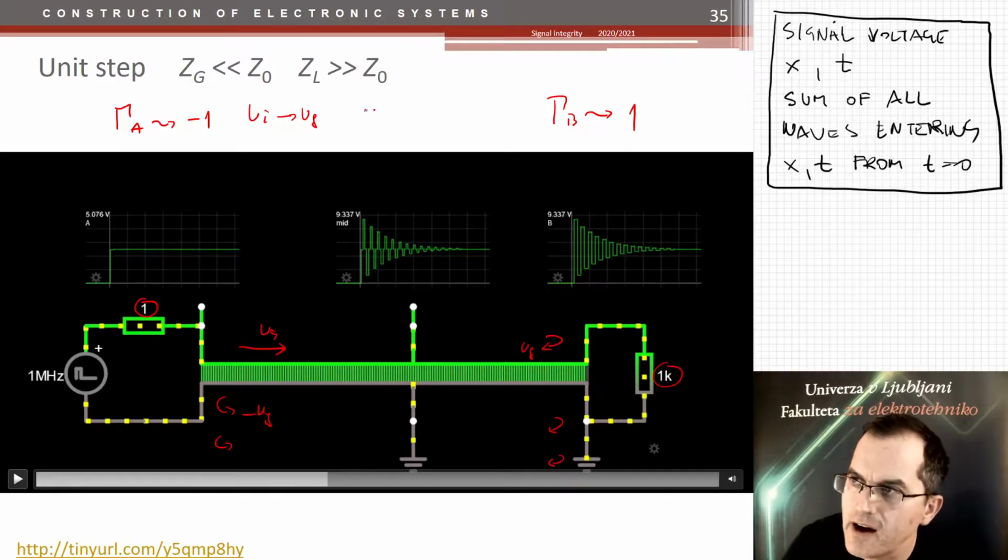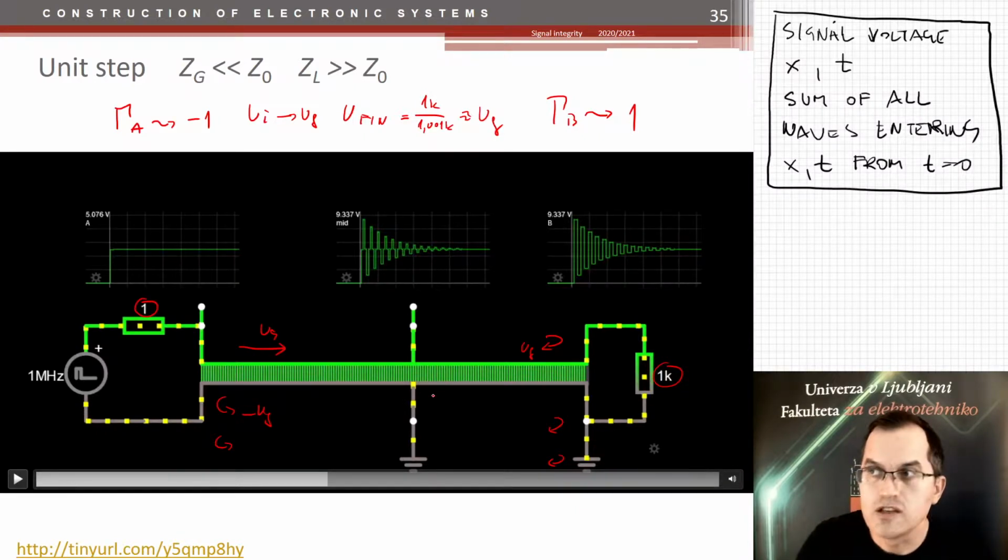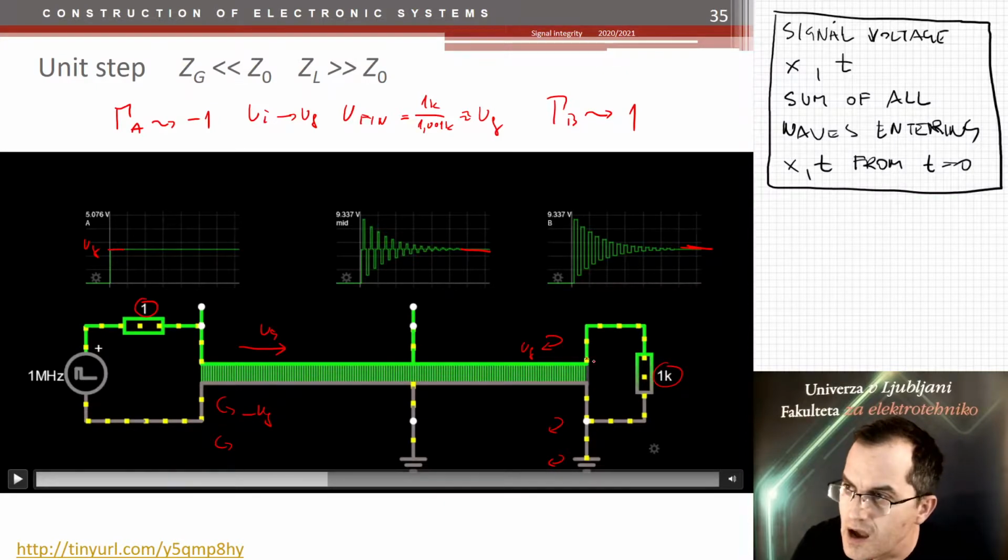You see how many reflections? The final voltage is equal to 1k over 1.001k. That is equal to the generator voltage almost. So that means that finally you get the generator voltage, which is good, which is what we want. And the signal at the source side, you see, it's very, very good. But in the middle of the line, we have a lot of ringing, at the end as well. And this is the maximum voltage, which reaches almost 2 times the generator voltage, and here as well.